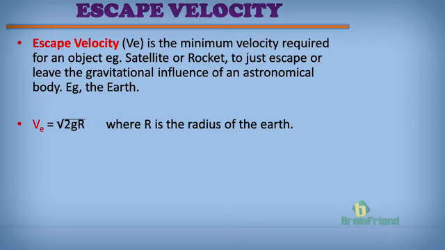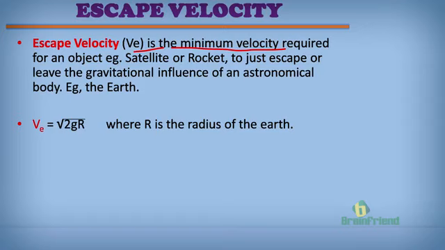Now, let's put it this way. Escape velocity, VE, is the minimum velocity required. You can call it the threshold velocity, the least amount of velocity required, the smallest amount of velocity required, for an object, for example a satellite or rocket, to just escape or leave the gravitational influence of an astronomical body, for example the Earth.